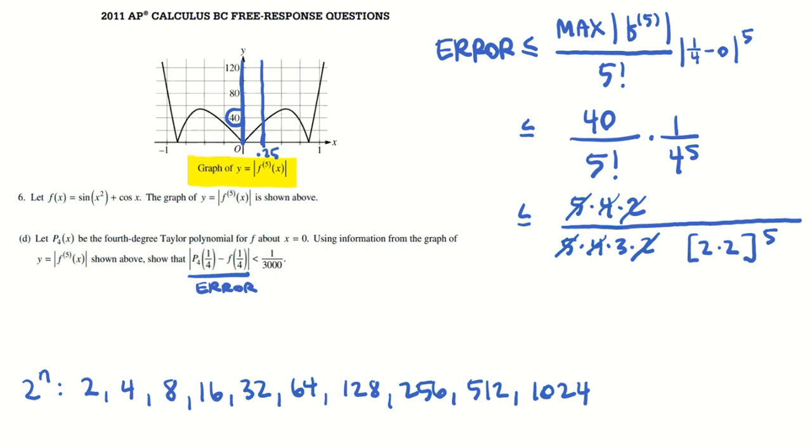Down below, I listed out the powers of 2, right? It goes 2, 4, 8, 16, 32. 2 to the 5 is 32. We already saw that once in this video. And then 64, 128, 256, 512, and 1,024 is 2 to the 10th. So I'm looking at 1 over 3 times 1024, which is definitely less than 1 over 3,000.